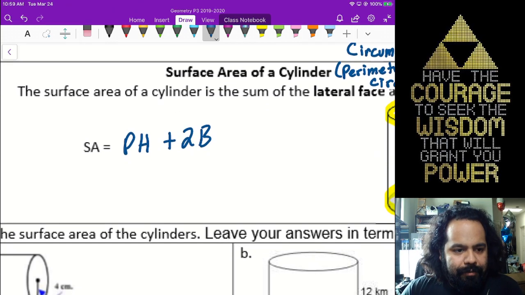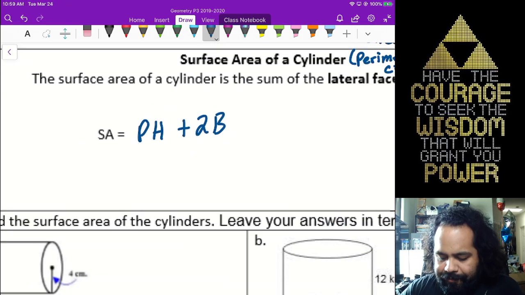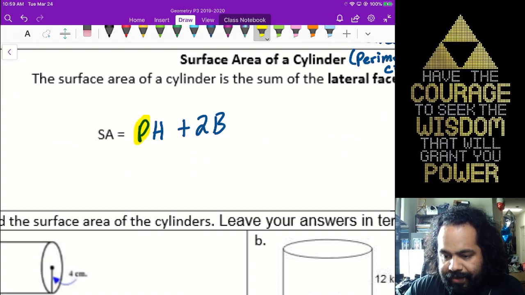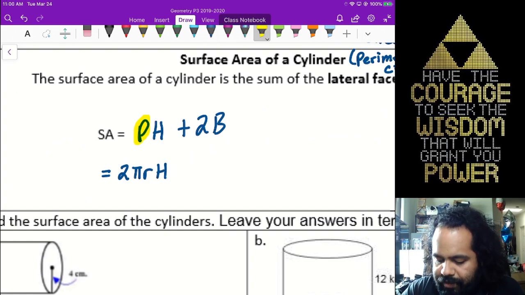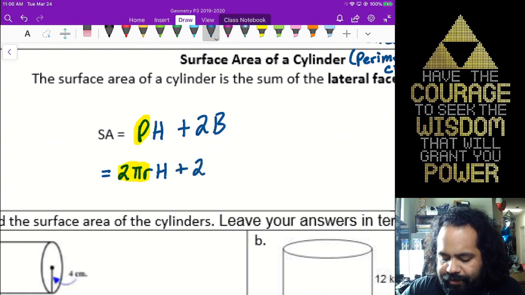Alright, so we're going to go ahead and simplify this. The perimeter of a circle we just said is 2 pi r. So now our formula is going to become 2 pi r times the height of the solid, because the h stays. Right, that's what happened here. And then, of course, the area of our bases, we said, is pi r squared.